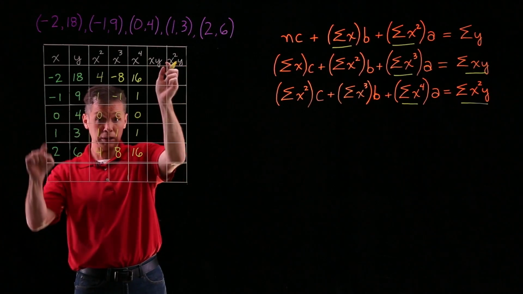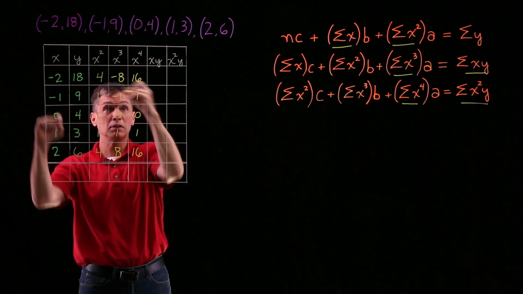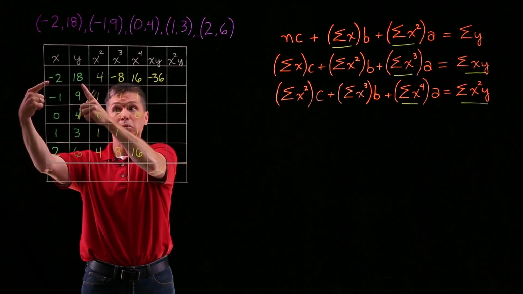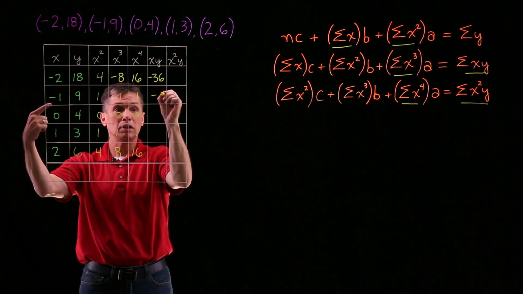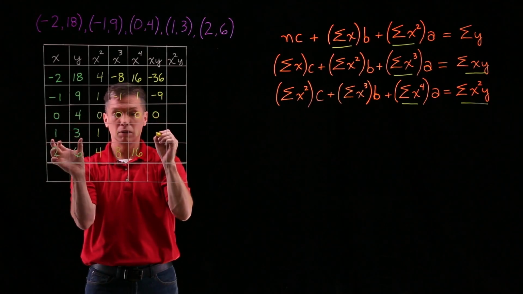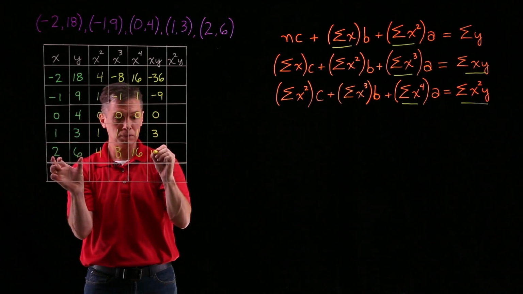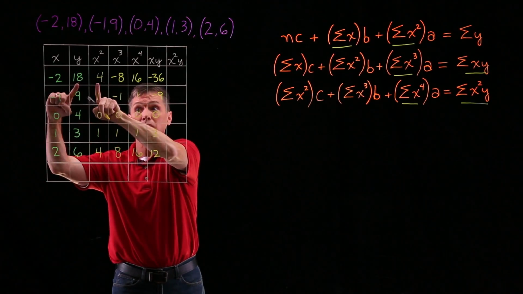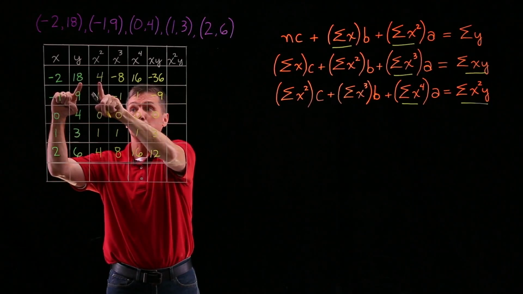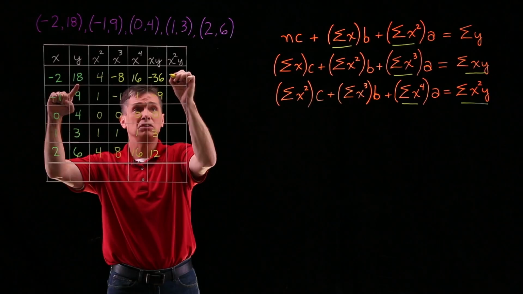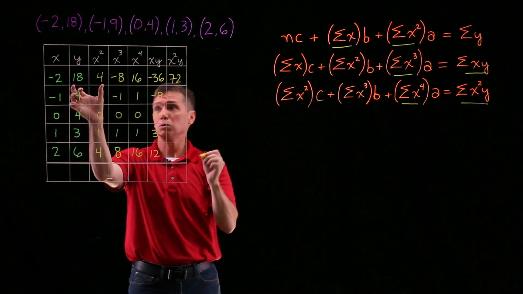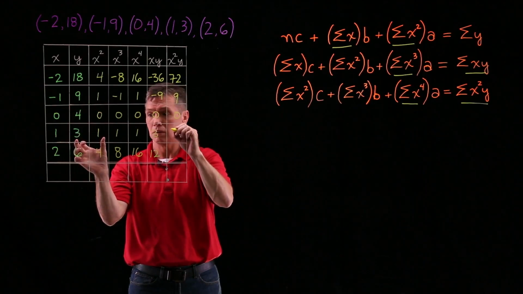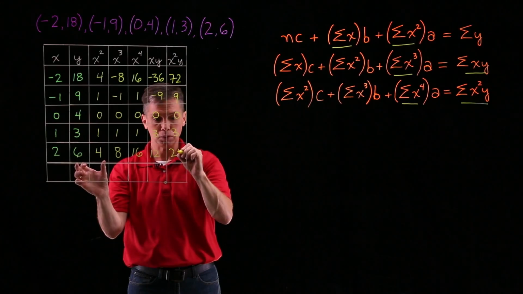Next, x times y. So we're multiplying these two columns together. Negative 36 for that first one, multiplying these two. Negative 9, 0, 3, and then 12. Then my last column is x squared times y. So I'm multiplying these two columns, right? So 4 times 18, that's 72. Multiply these, I get 9, 0, 3, and 24.